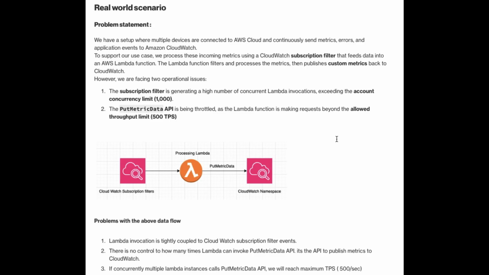In this video, I'm going to talk about the solution to the problem that we have discussed in a previous video. Just to provide a brief recap on the problem statement, we had a setup where multiple devices were connected to the AWS cloud and continuous metrics, application errors, and events were being sent to the Amazon cloud. And we had a use case where we have to process these incoming metrics using a CloudWatch subscription filter that feeds the data into an AWS Lambda function.